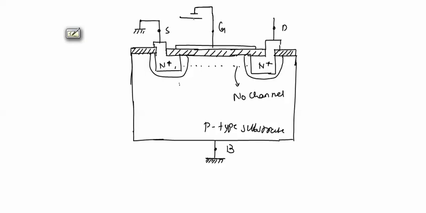If we apply a negative potential to this gate terminal, then the potential of gate with respect to body will be negative, and for this negative potential the holes will be attracted here in this region, and these holes are of no use because we want an n channel in this region. So for this purpose we will not apply this negative voltage here. Instead we will apply a positive potential to the gate terminal, and this voltage will be our gate to source voltage VGS.